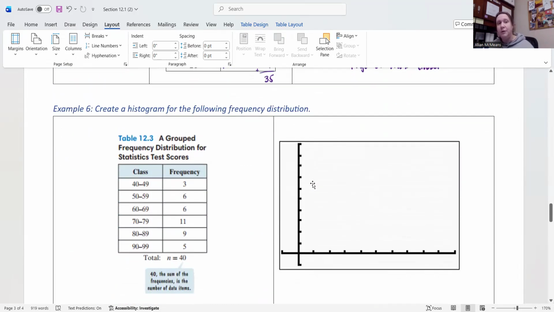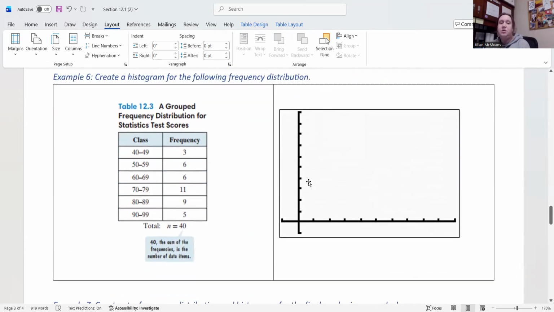But down here, we're looking at a grouped frequency distribution for statistics test scores. So test scores, in theory, could be anywhere from 0 to 100. So you've got 101 possible different scores. You don't want 101 different items in your frequency distribution, okay? Because most of those items wouldn't have any data items show up. So what we'll do is for stuff like this, we will group data items in intervals.